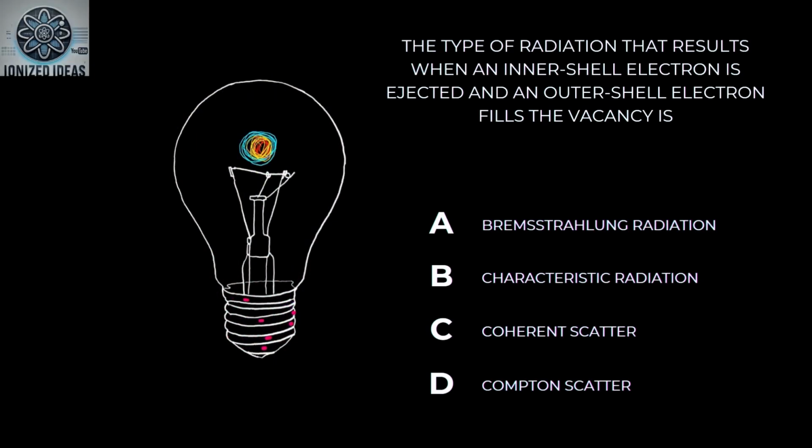The type of radiation that results when an inner shell electron is ejected and an outer shell electron fills the vacancy is A. Bremsstrahlung radiation, B. Characteristic radiation, C. Coherent scatter, D. Compton scatter.